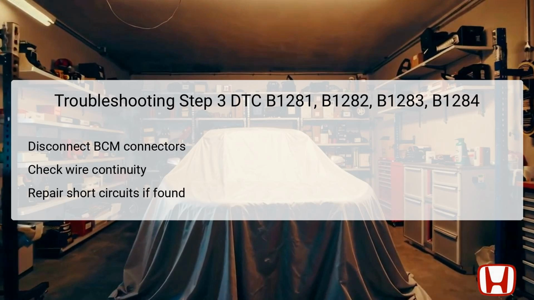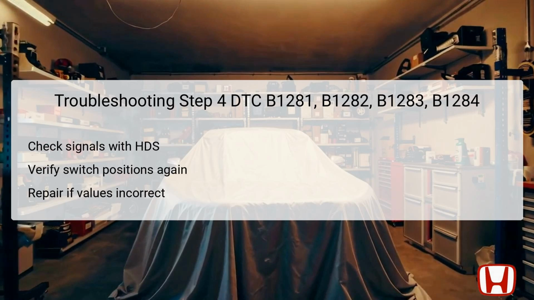If any of these tests yield continuity, it indicates a short to ground in the wiring, which must be addressed to restore proper function. Conversely, if all tests confirm no continuity, this suggests the wiper switch line circuits are intact and points to a potential failure within the BCM itself, which would necessitate replacement.